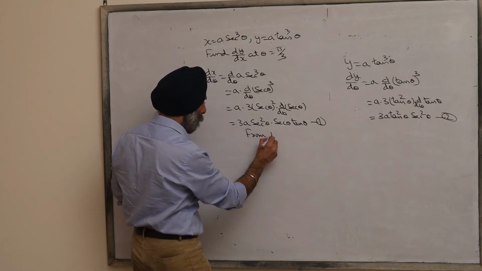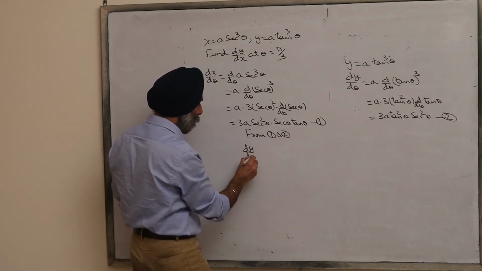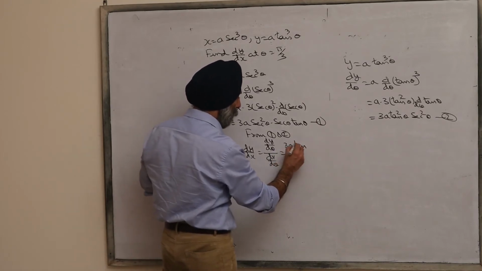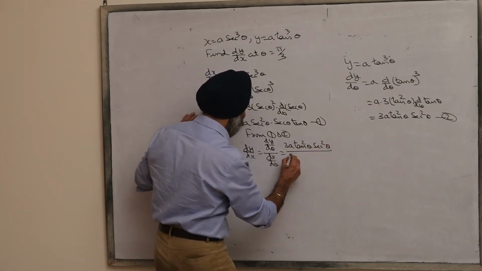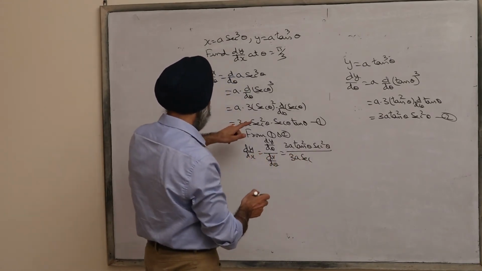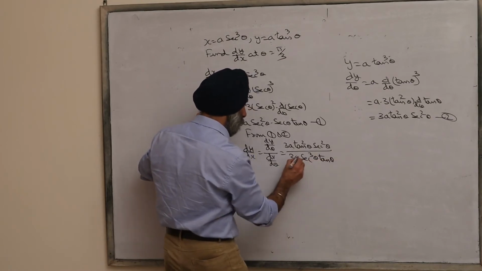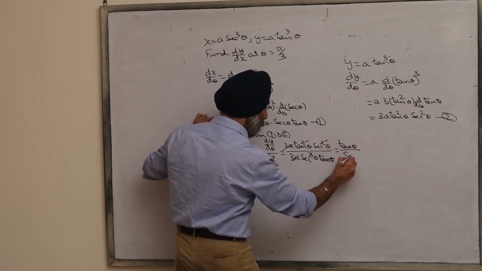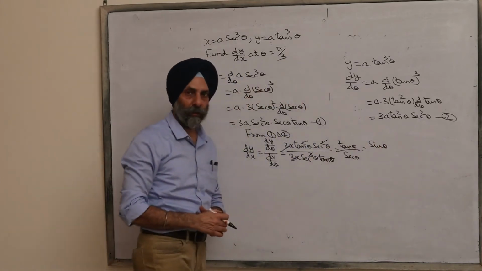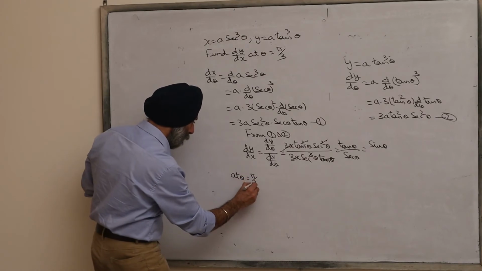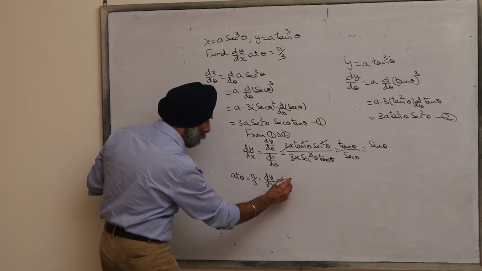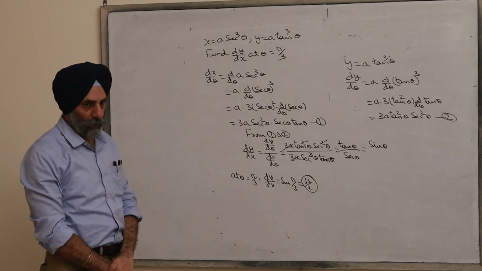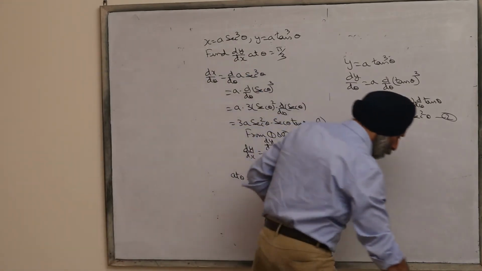So from first and second, dy over dx is equal to dy over d theta upon dx over d theta. That is 3a tan square theta secant square theta upon 3a secant cube theta into tan theta. You can see here, this will cancel, this will cancel, this will cancel. So it is tan theta over secant theta, which is simply sin theta. So at theta equals pi by 3, dy over dx is equal to sin 60, which is root 3 by 2. So this is the value of the differential of this function at theta equals pi by 3.